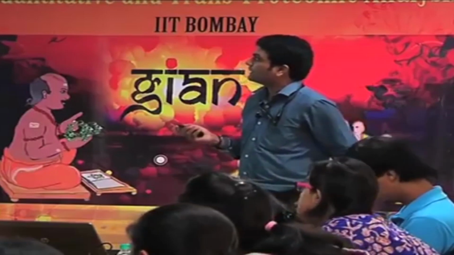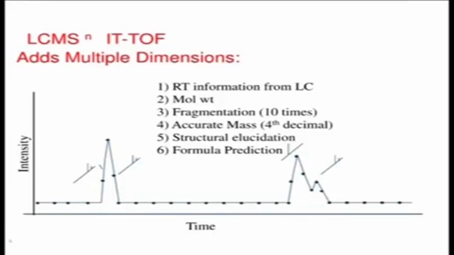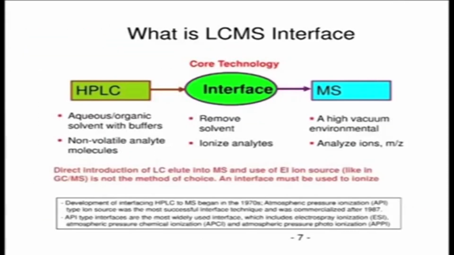You can also do the LC-MS/MS analysis by using the IT-TOF, ion trap with time of flight. This type of analysis may help with the structural elucidation of your compound, where we can get the accurate mass up to 4 decimals. You can do the structural elucidation and formula prediction. The interface is present between HPLC and MS.